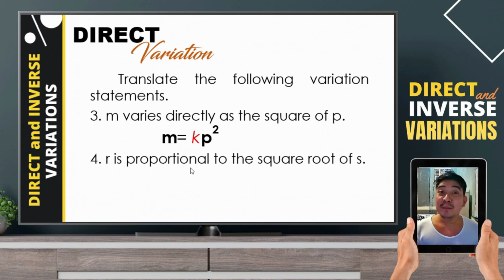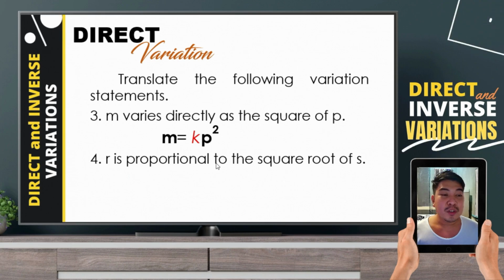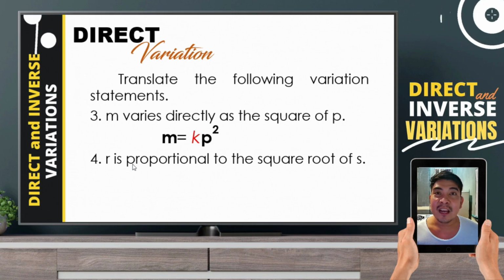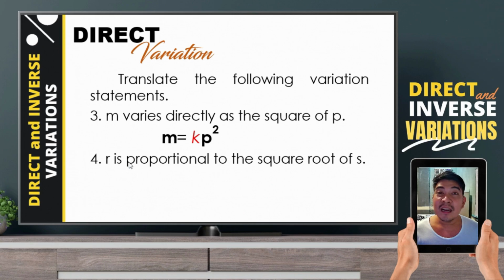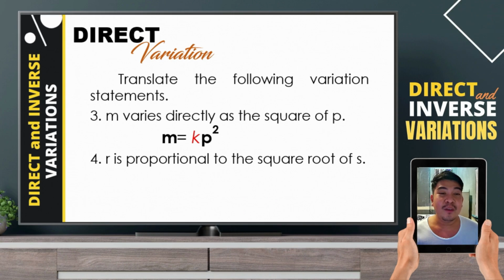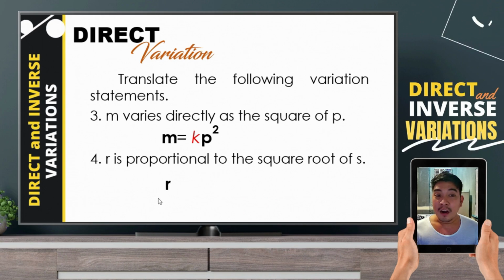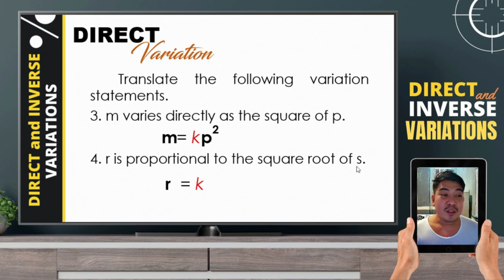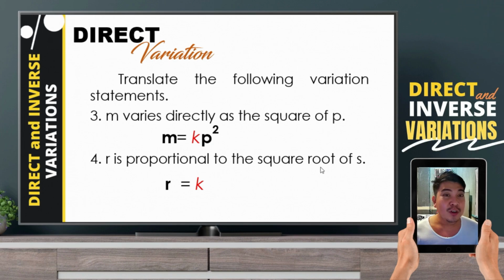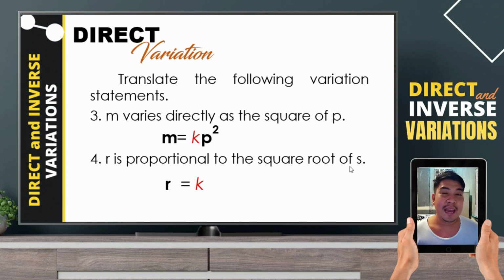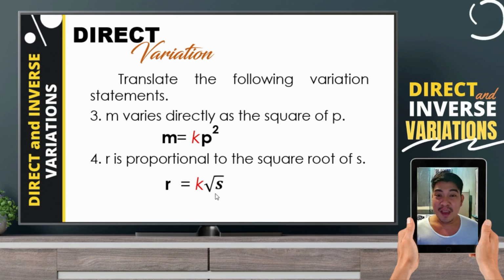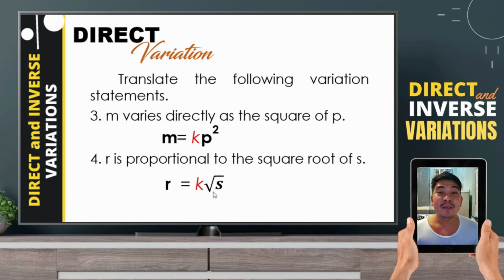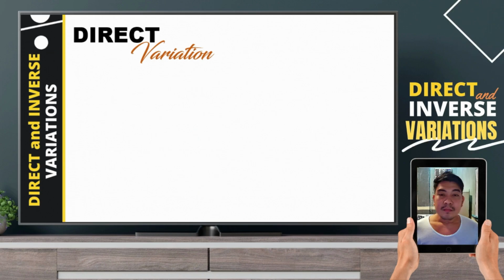So next, let us have the fourth example. R is proportional to the square root of S. So even though it is not indicated directly proportional, lang ang gamit, it is automatic to be direct variation. So the first quantity R is equal to K multiplied by the second quantity S. But take note, there is a condition, square root of S. So that will be square root of S. So we now have the translation, R is equal to K times square root of S.